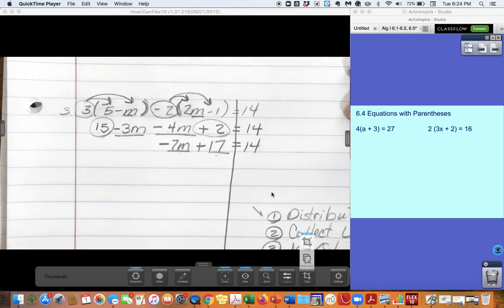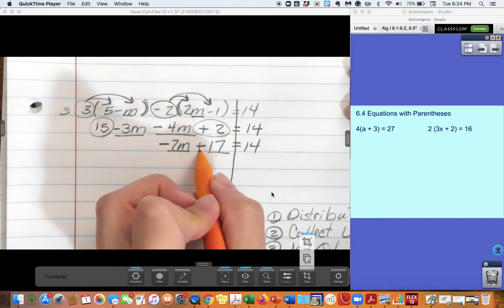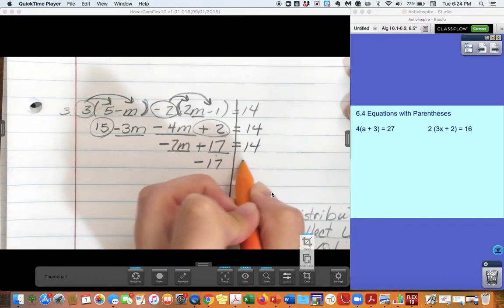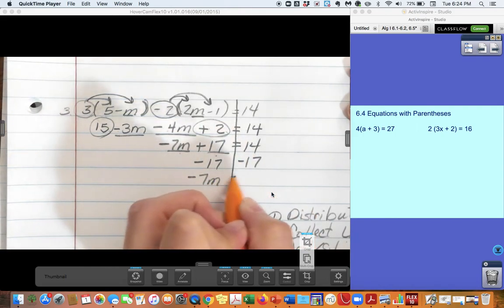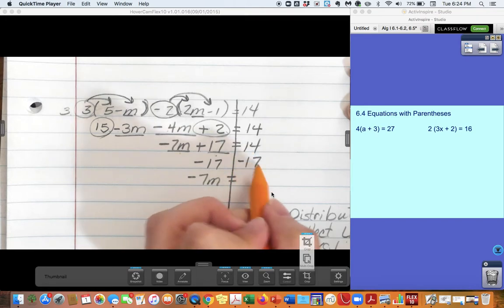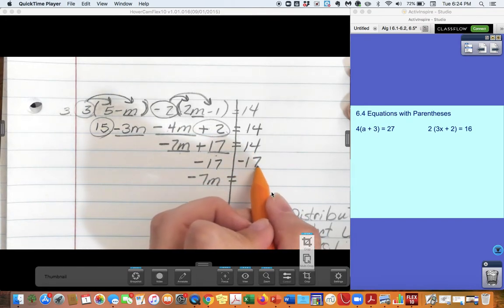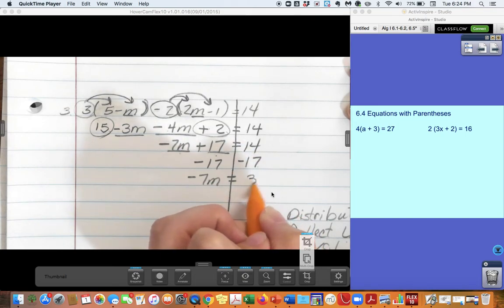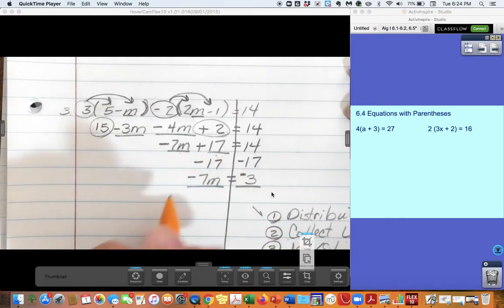At that point, I want to move my constant over. So it's added. I need to subtract it in order to move it over. So that will be negative 7m equals 14 minus 17. So that means my signs are different. I subtract. 17 minus 14 is 3. And the sign of the big one is negative. All right, my last step is to divide through by the coefficient.